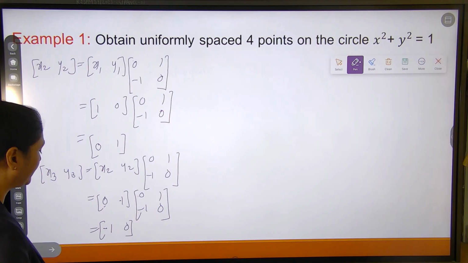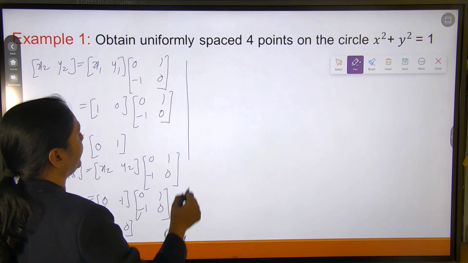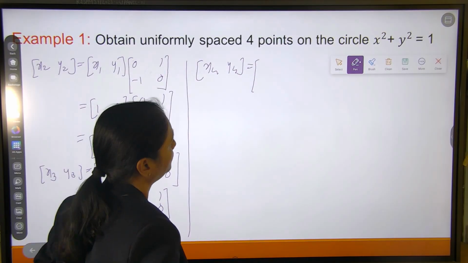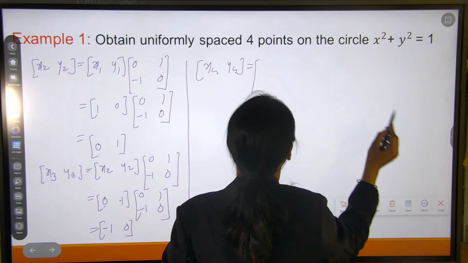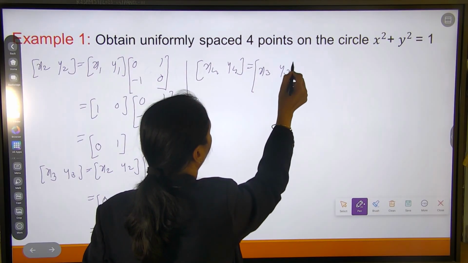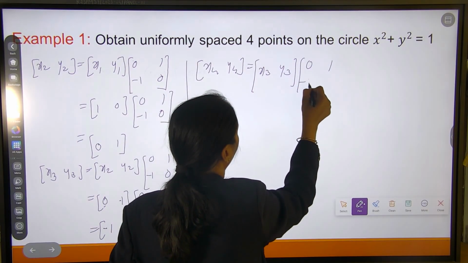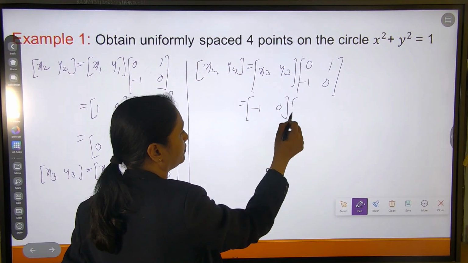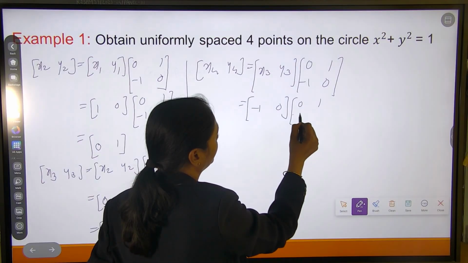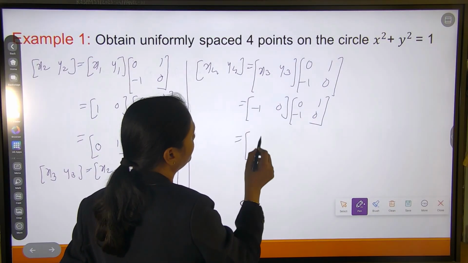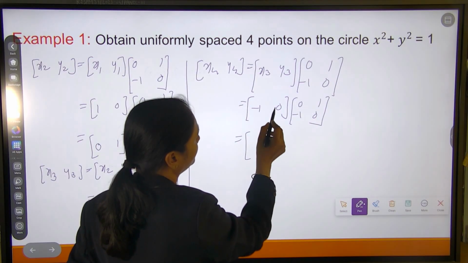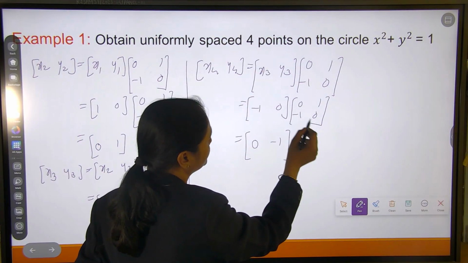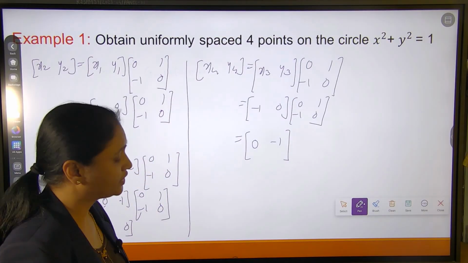So our next point is minus 1, 0, and then x4, y4. So it is x3, y3 into again the matrix 0 1, minus 1 0. So x3, y3 is minus 1, 0 and 0 1, minus 1 0, and this is equal to, now the product is again minus 1 into 0, 0 into minus 1, 0, then minus 1 into minus 1, minus 1 into 1 and 0 into 0. So our next point is 0 and minus 1.